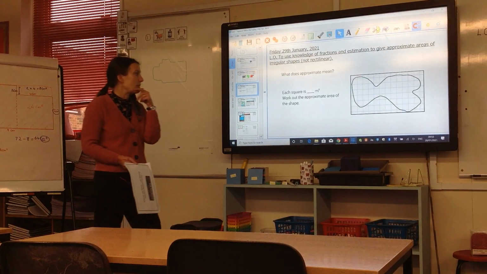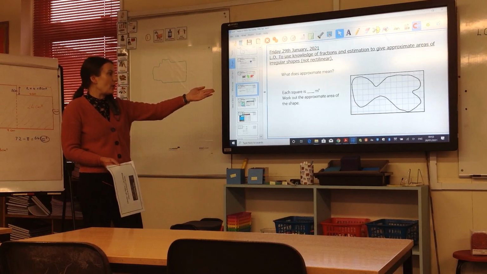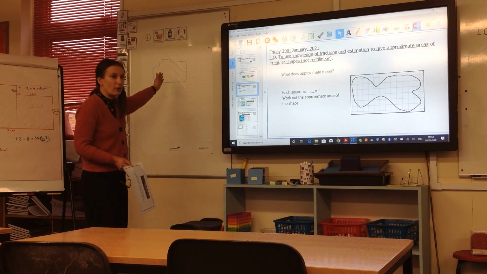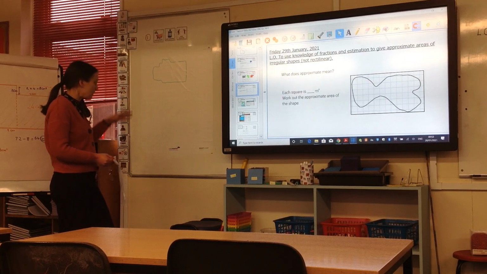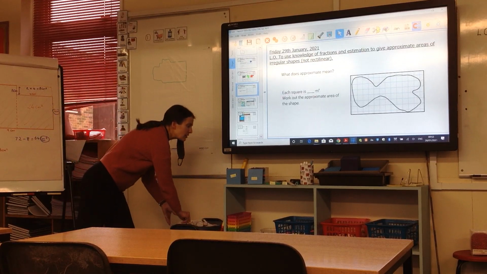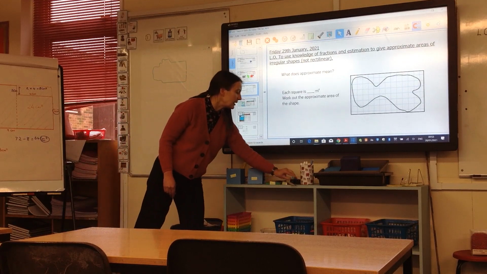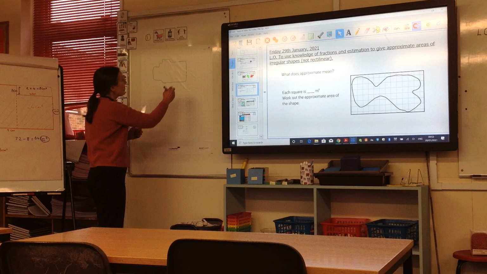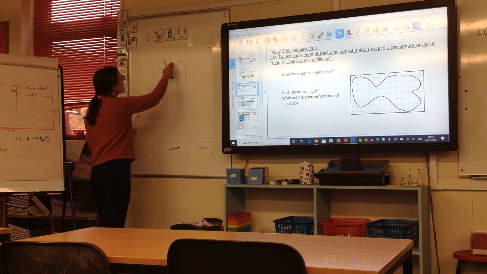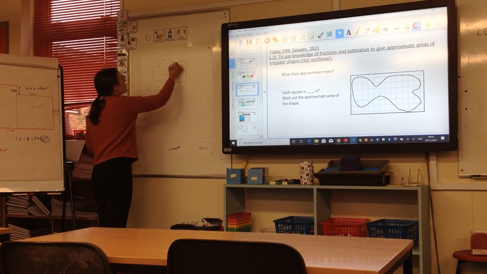Now, we talked about approximation, didn't we? So here we've got a pond demonstrated. I've drawn my own pond over here. If I was going to work out approximately, how would I go about this? Well, I would think about how many whole squares I have got. I can see I've got some nice whole squares all the way along here, so I could dot all my whole squares.